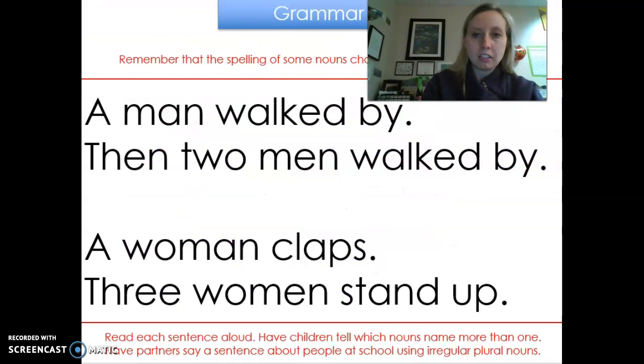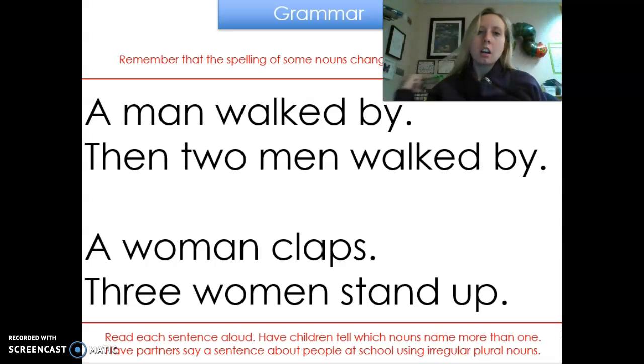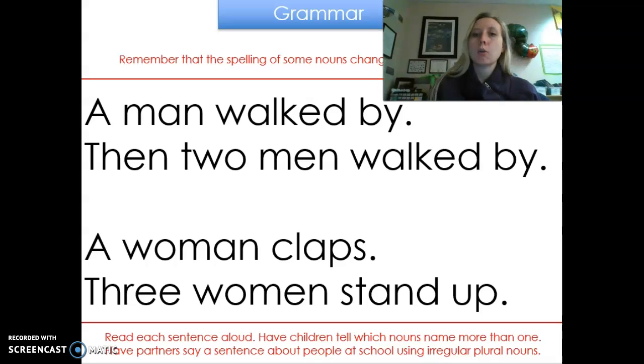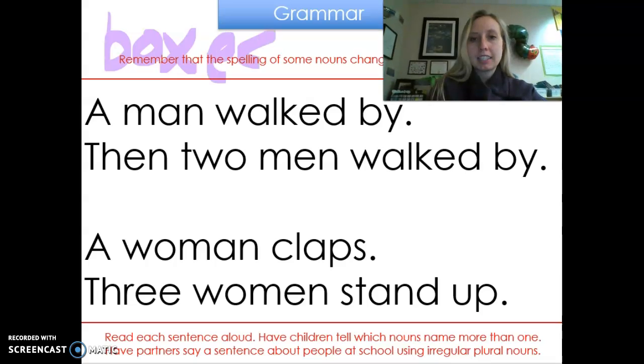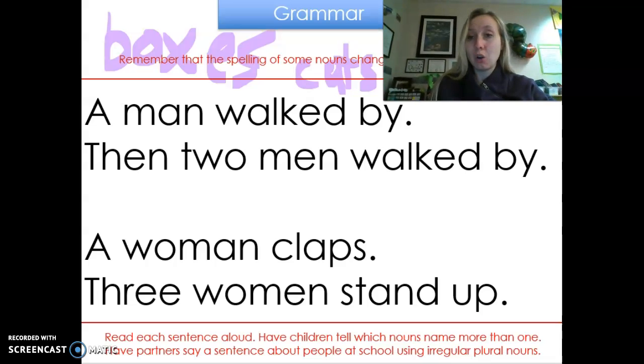Okay, let's talk about this for a minute. So yesterday, I kind of went quickly because I was running out of time. We were talking about irregular plurals. Irregular plurals, so most of the time when you have more than one, you add an S or an ES. If I have box, I'm going to add boxes. If I have cat, I just add an S, cats. But some words, when it's more than one, we have to change the whole word. So watch. A man walked by.